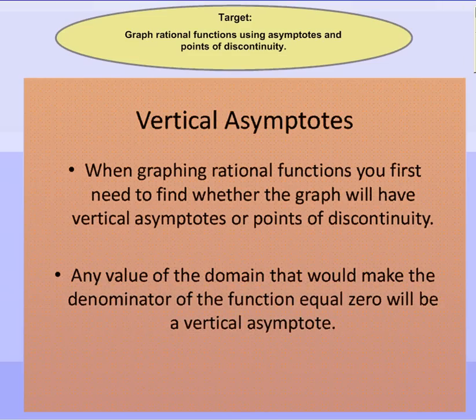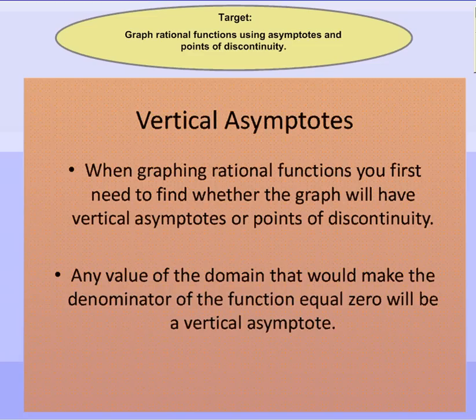We're going to be looking at mostly vertical asymptotes. I'm going to give you some ideas about horizontal asymptotes as well. Graphing rational functions, first we need to find out whether the graph will have a vertical asymptote or a point of discontinuity. And we'll have one or the other. When you're looking for these things, you're looking at the denominator, and you're thinking about the domain. Any value of the domain that would make the denominator of the function equal 0 will be a vertical asymptote.